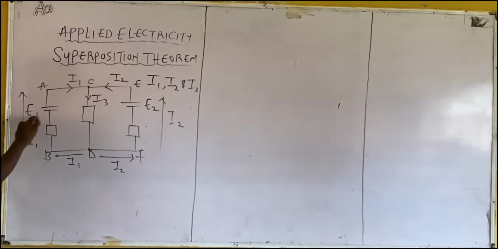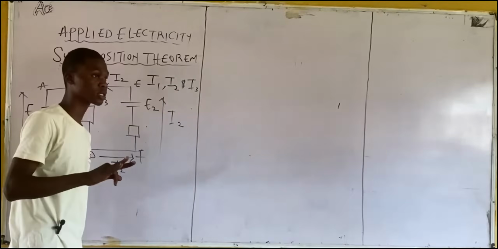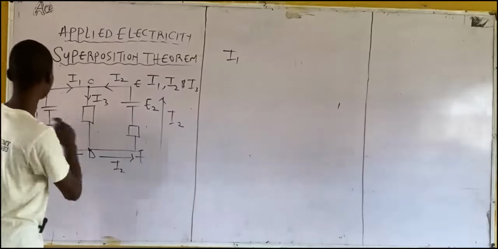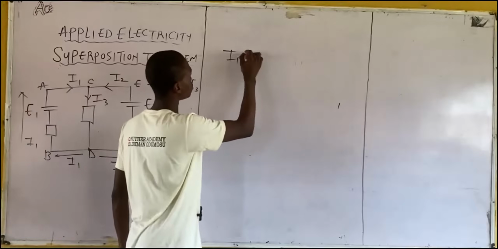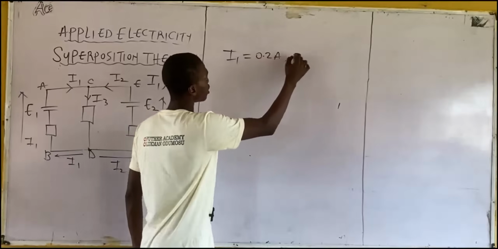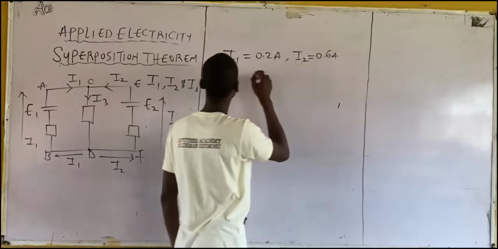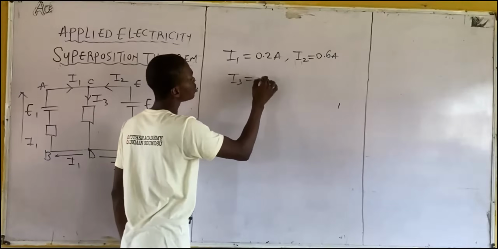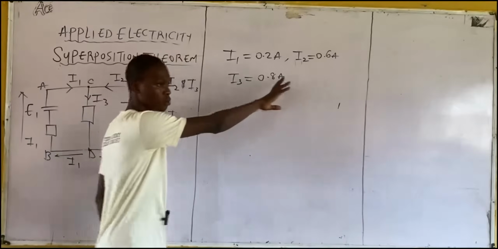Considering E1 first, which is the source EMF, you are going to have three values of current, right? Now, considering E2, similarly, you have three values of current. Let's do an illustration. Considering E1, this first EMF, we got the value of I1 to be 0.2 ampere, I2 to be 0.6 ampere, and I3 to be 0.8 ampere.